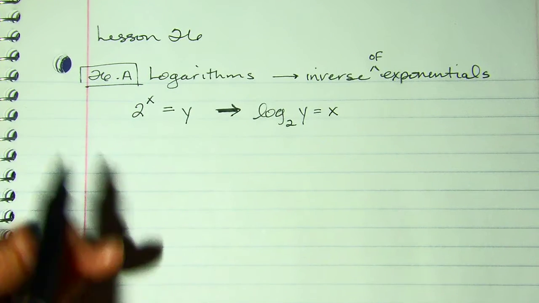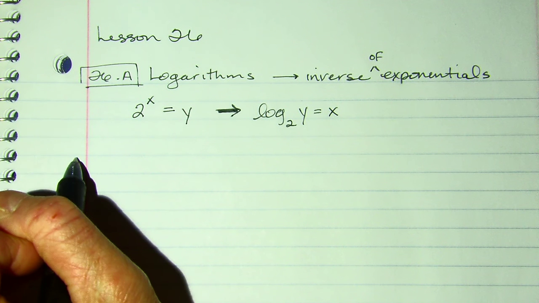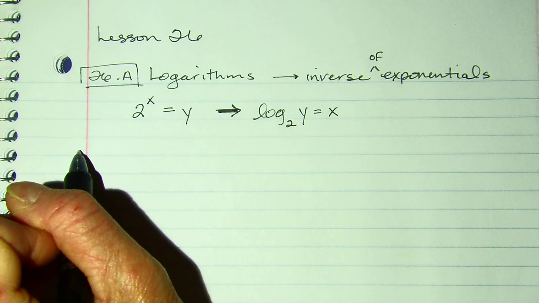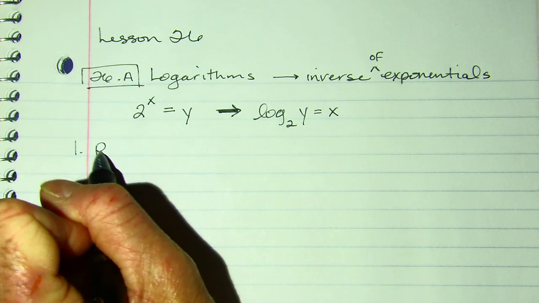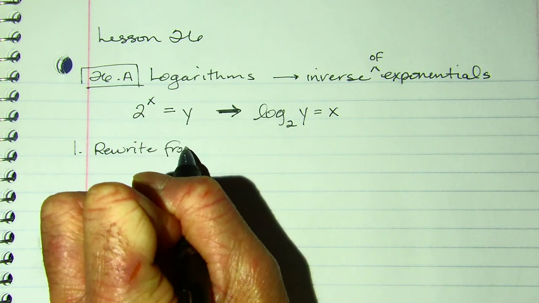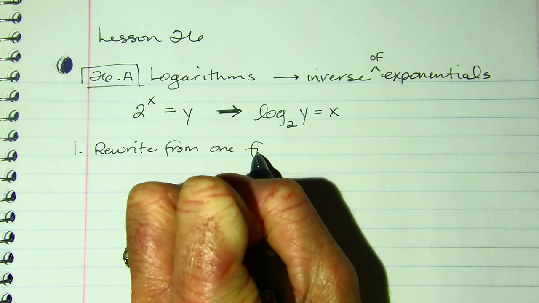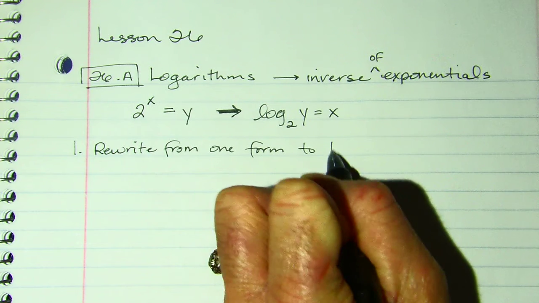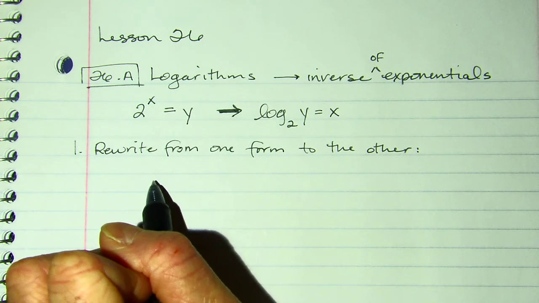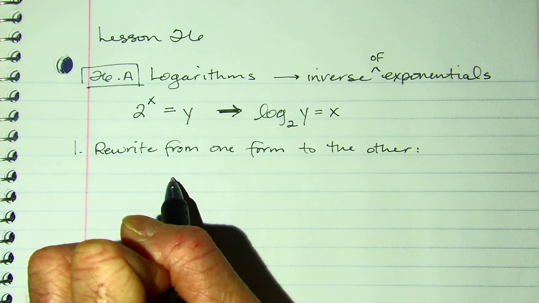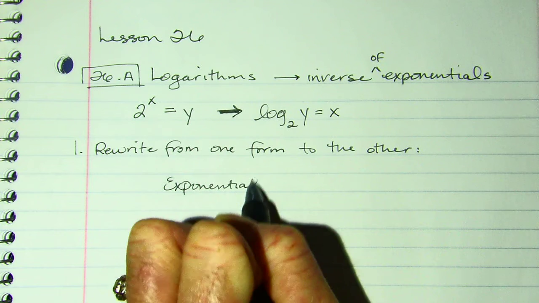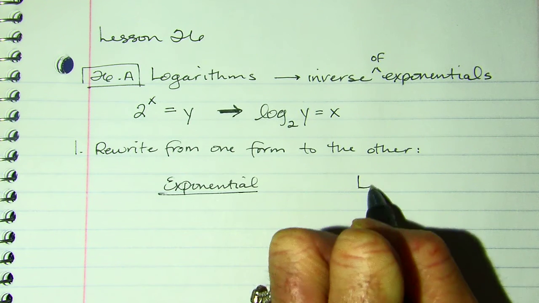I'm going to go over how to rewrite one form to the other. So we're just going to do one example of it. So rewrite from one form to the other. So I'm going to build two columns. One is exponential. The other column is log.